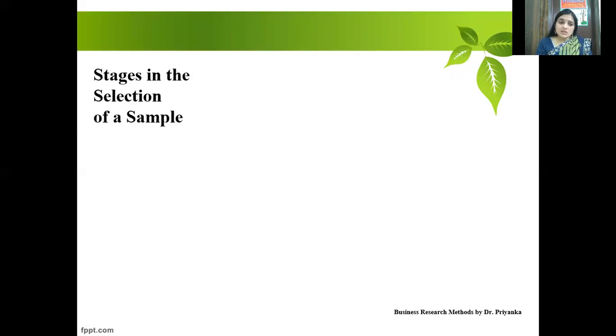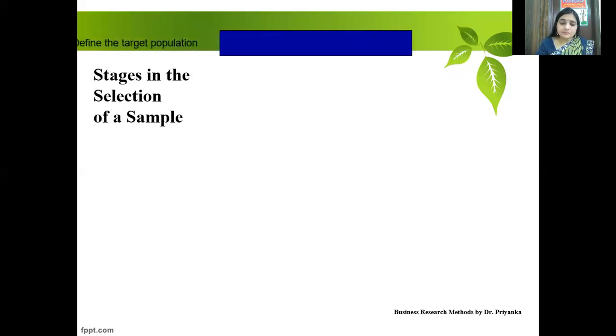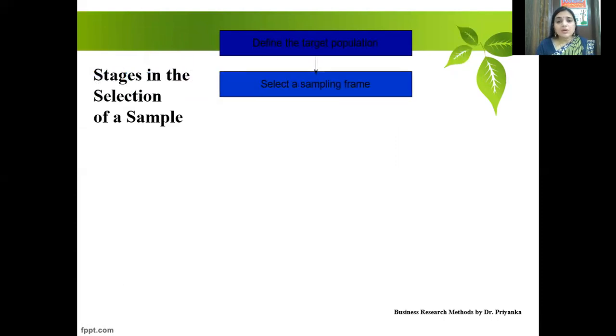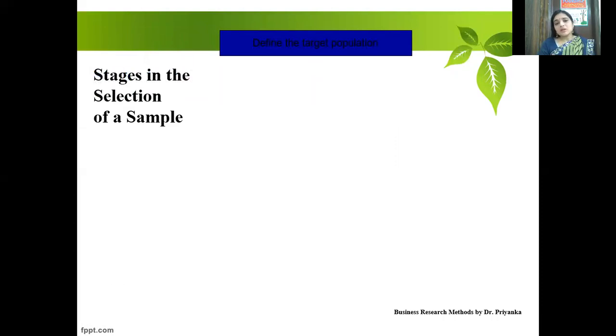Then stages in the selection of a sample. Defining target population. What do you mean by target population? Target population, we have already discussed, is that population you are trying to draw conclusions about, inferences about, right? The population you are going to actually consider as the population of your study.